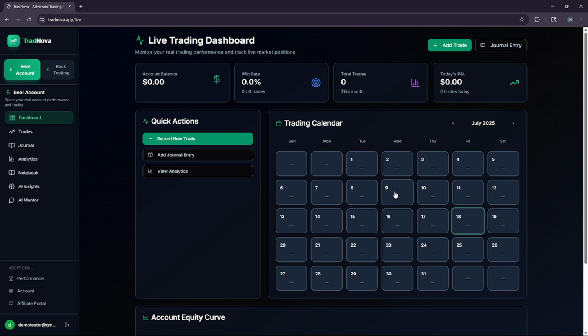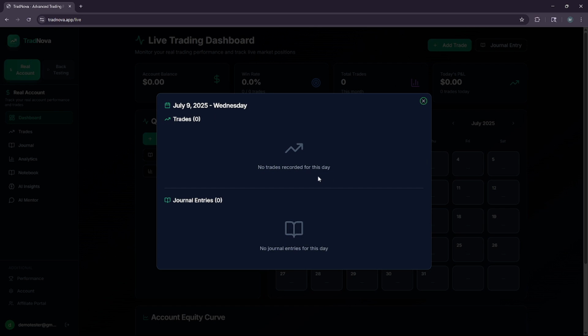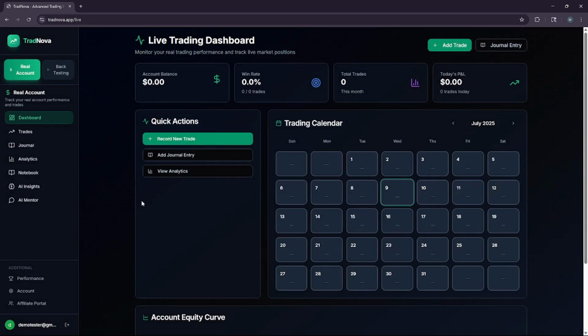But one thing I really like about this is that it shows your total P&L for each day on all the entries that you've added. And if you click on the day, it shows all the trades you entered and the journal entries. So you can see all that from just one click of the button, which I think is very convenient.